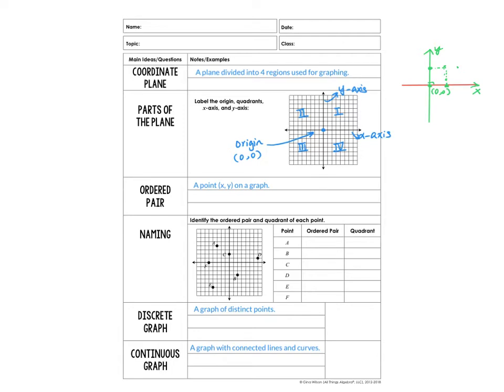So I already gave you a concept of what an ordered pair is. It's a point, we label it X and Y on a graph. We always start with a graph. So let's practice some of this. We have point A, which is right here. Like I said, you start from the origin.